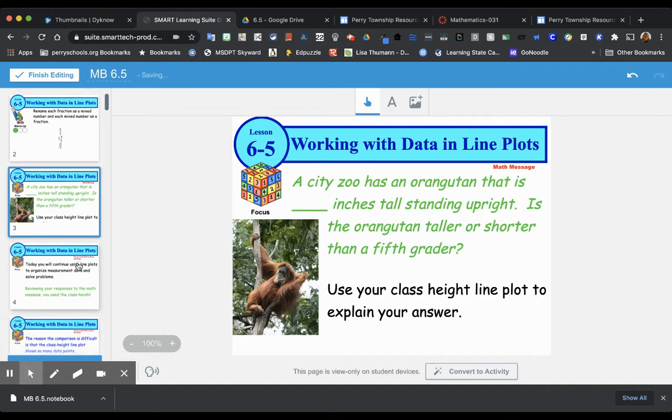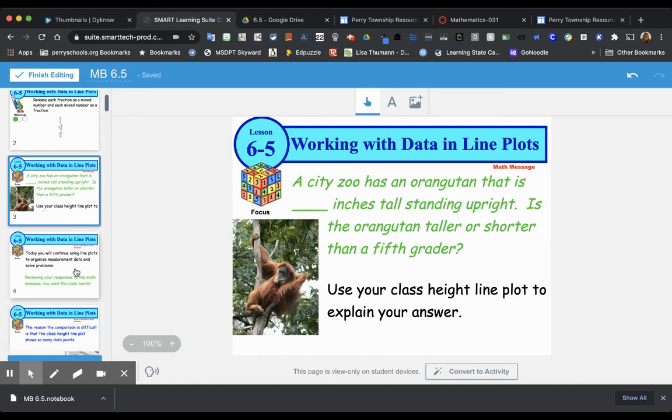Let's look at our math message here. It says, a city zoo has an orangutan that is blank inches tall standing upright. Is the orangutan taller or shorter than a 5th grade student? So here we would be collecting data. So unfortunately with virtual, we can't really collect our class data in time for this lesson. So what we're going to do is just talk through it, and then we'll look at the math journal.